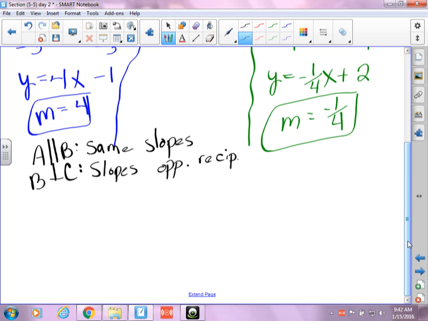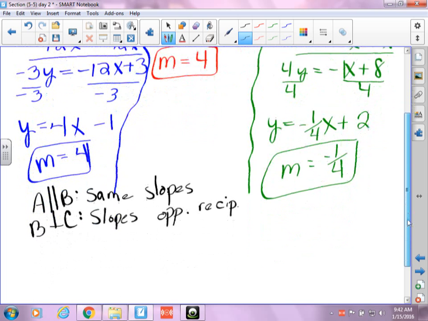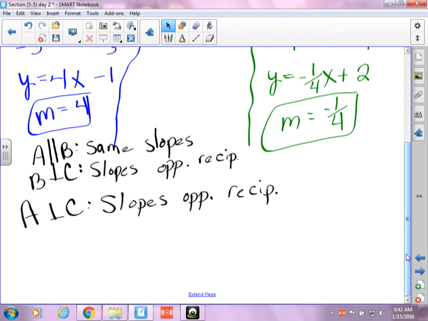Okay, now, am I done? No, why not? I still have to look at A and C, right? Are A and C parallel? No. Are they perpendicular? Yes. So A is perpendicular to C. Slopes opposite reciprocal. We're done. Yep, that's it.